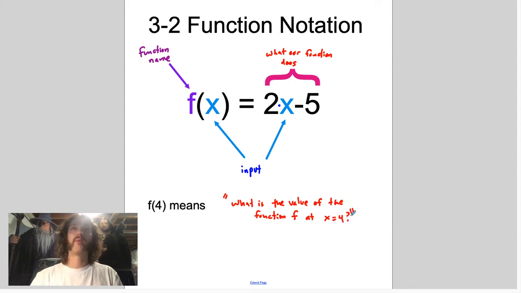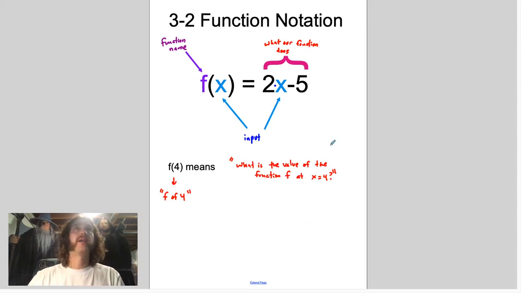Now, we want to ask these kind of questions all the time in mathematics, and it's very fortunate that we don't have to say this big long sentence every time we're curious. We can just say, what's f of 4? Or lots of other things. By the way, it might be helpful to note this is read "f of 4" for short. Okay, f of 4. Great. Now we know what function notation is.